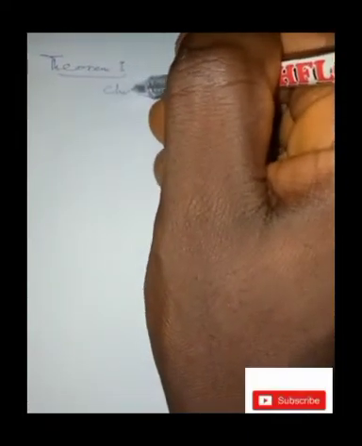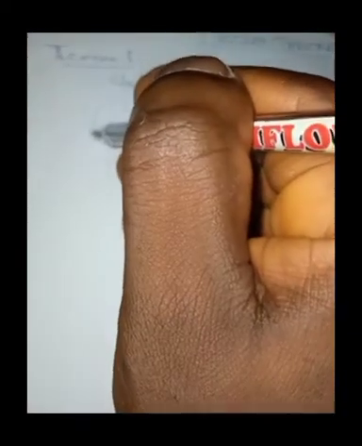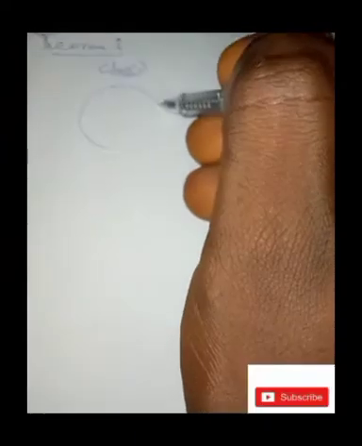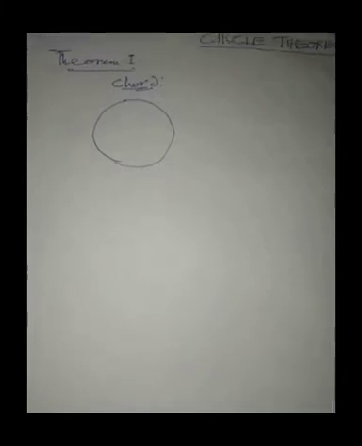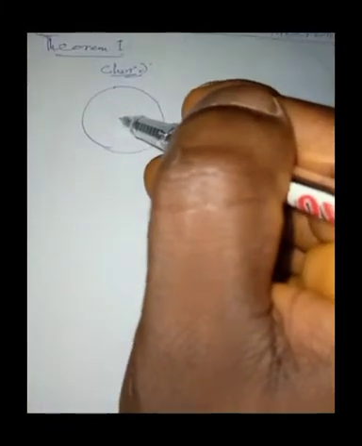Look at a chord. Now, before we proceed, we need to define a chord. A chord is a line that passes through the center of a circle, or a line that divides a circle into two segments. Now, a chord can pass through the center of a circle.